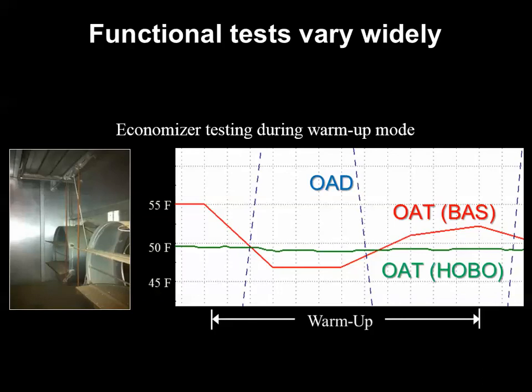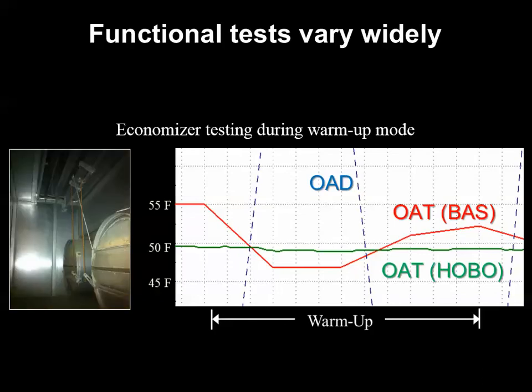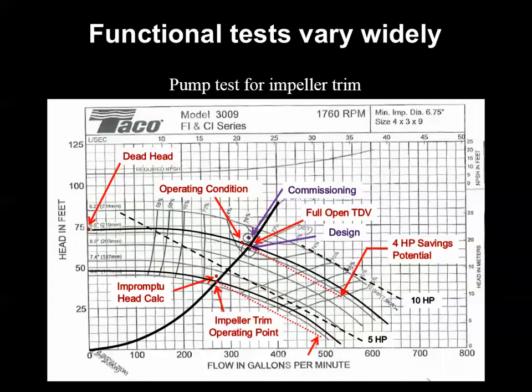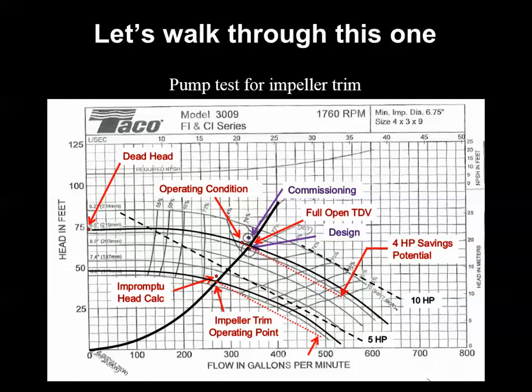As we said, functional tests can vary widely. You may want to look at how economizers and related sensors perform during warm-up, how a thermal flywheel cycle may help reduce plant equipment short cycling by leveraging the thermal mass contained in distribution networks between cycles, or ascertain waterside flows to determine if you have a good candidate to optimize pump operation with something like an impeller trim. We're going to walk through this last example in an exercise where we build the functional test needed, then show what it looks like to perform it.